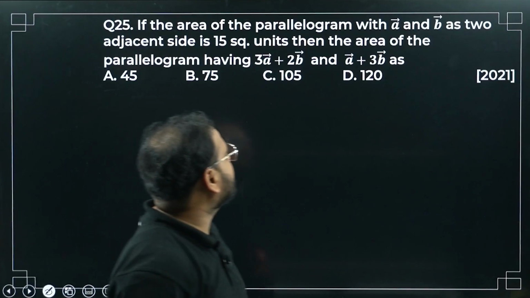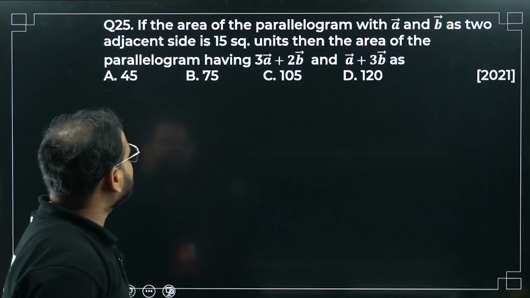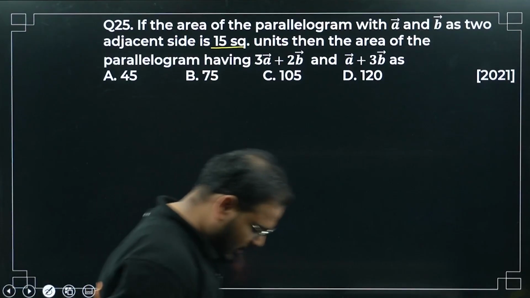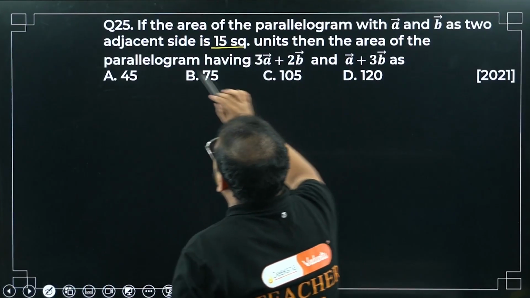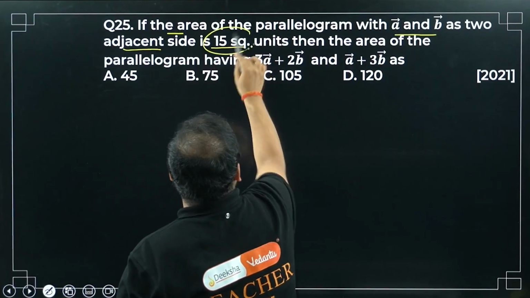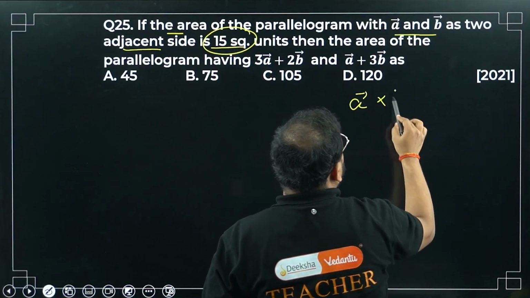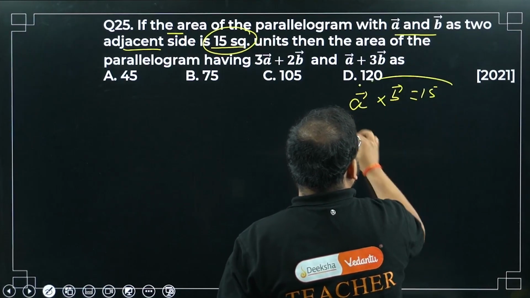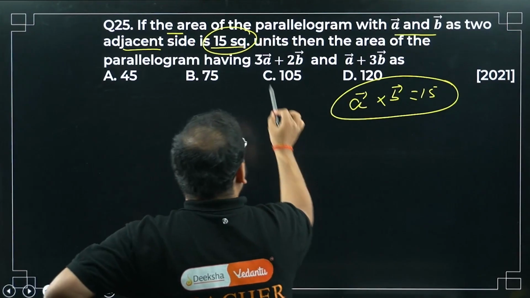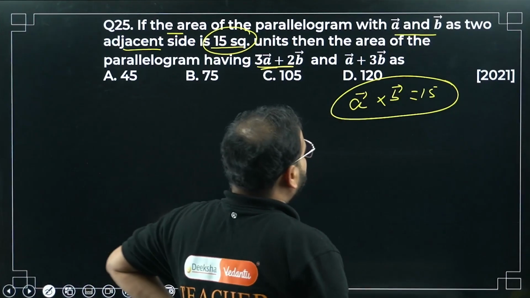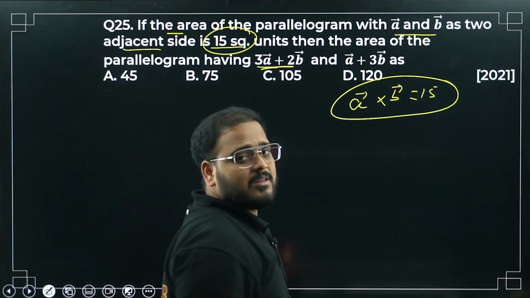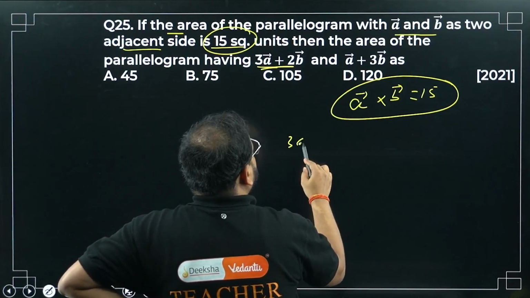If the area of a parallelogram with A and B as two adjacent sides is 15 square units, they've given that. Then the area of the parallelogram having... excellent question. What is the meaning of the first statement? The area of the parallelogram with adjacent sides A and B is 15. It means simply A cross B is given as 15, sir. Area is A cross B when the adjacent sides are given. Now they're asking you to find what? If the sides were 3A plus 2B and A plus 3B for the other parallelogram, then what is the area? They're asking you to find this value.